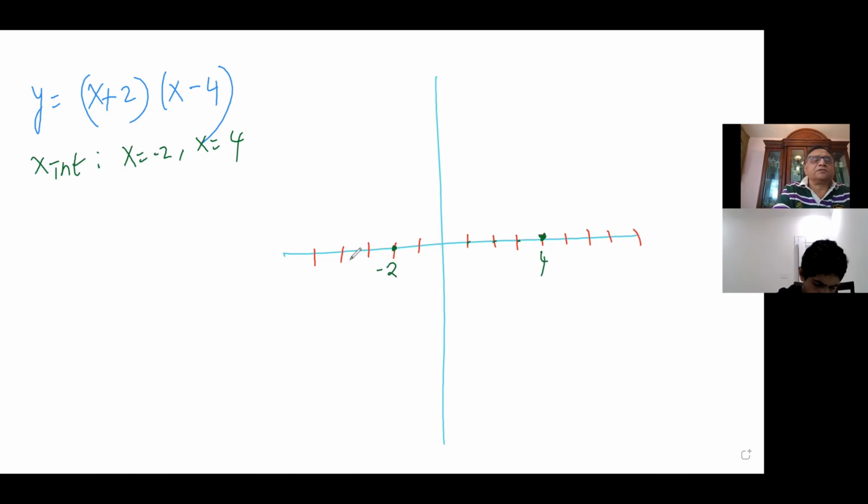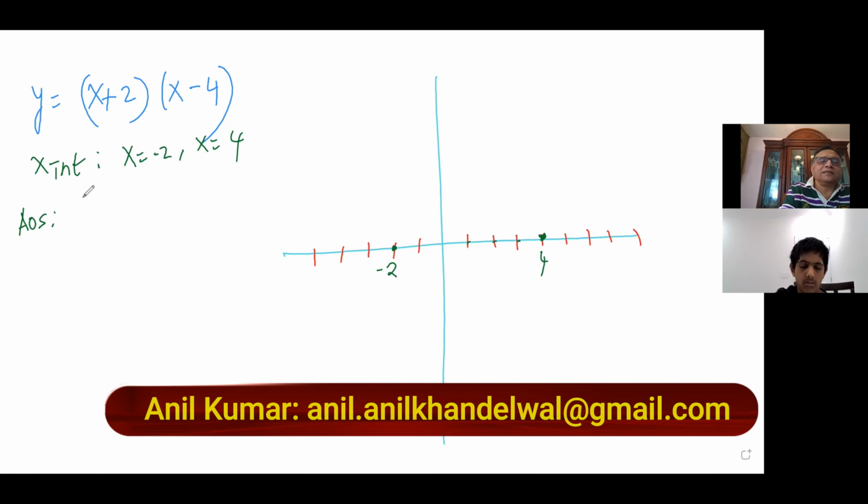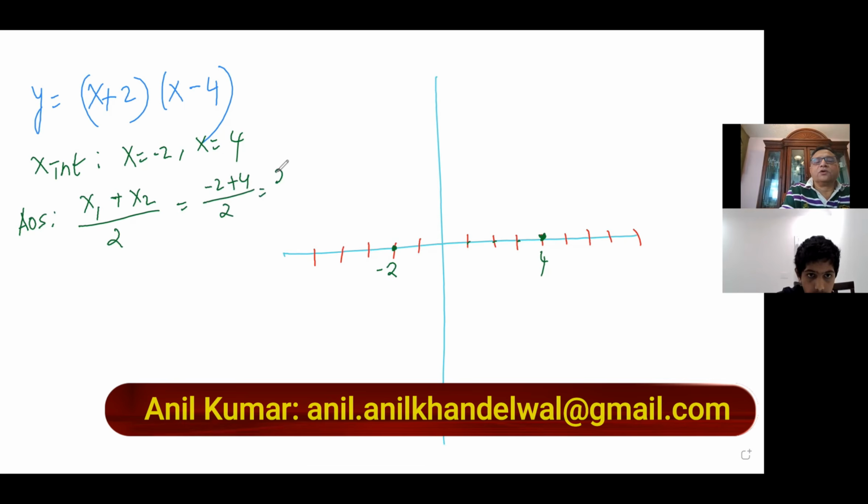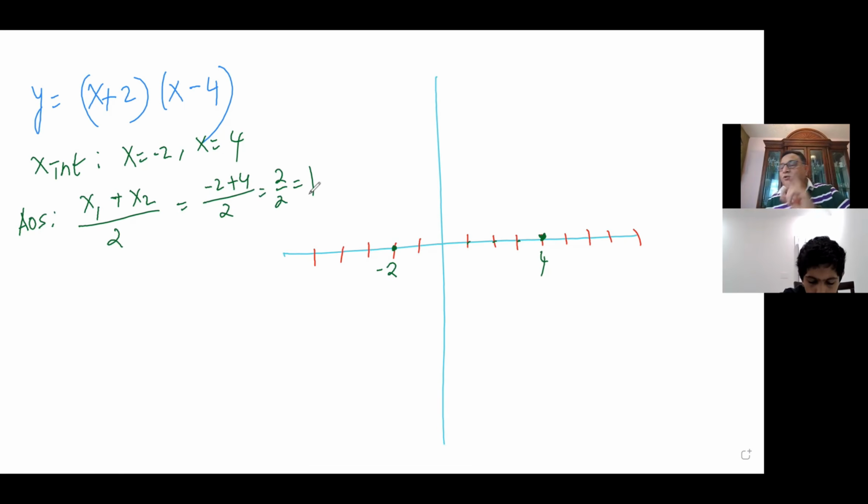Now, how will you find the axis of symmetry? I multiplied it out to get standard form, and I got axis of symmetry is 1. Okay, I'll tell you an easier way. Axis of symmetry is midway between the two. So add the x-intercepts and divide by 2. Basically, if x1 is the first intercept and x2 is the second, add them and divide by 2. So what we get here is -2 plus 4 divided by 2, which is 2 over 2, which is 1. So you don't really have to go back to the standard form. This is much easier. So we'll do it from here.